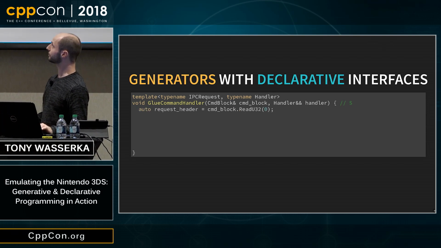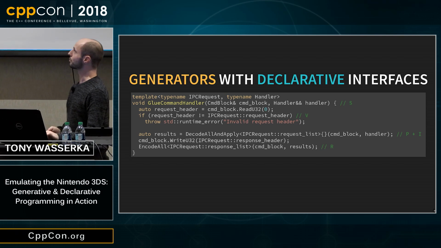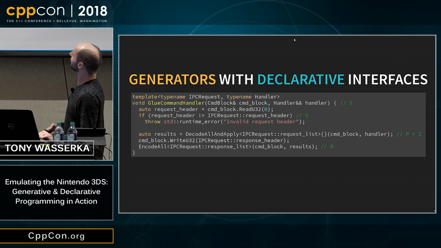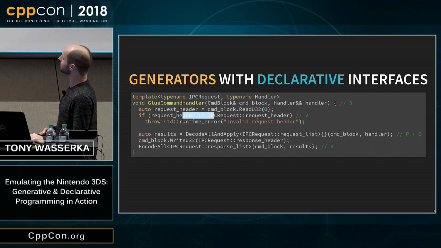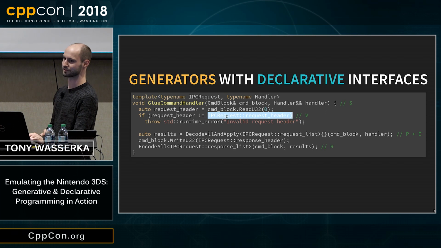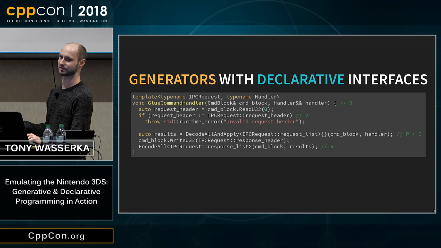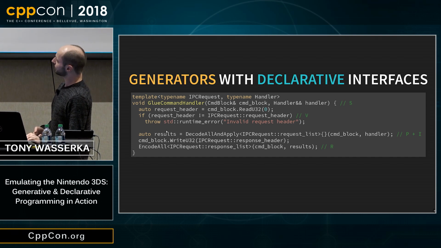is the glue command handler function. I'll just show the entire thing. Where, if you remember the SVP process, well, we just have it here on the entire slide, basically now. We read the command header and make sure that the request header is actually what's inside of the declarative interface. So this is a member I hadn't shown you before, but basically it's just another member of that declarative interface that you can easily compute. If it doesn't match, it just throws an exception or does any other error handling kind of technique that you prefer. It then decodes all of the results using the same line as that we've seen before.